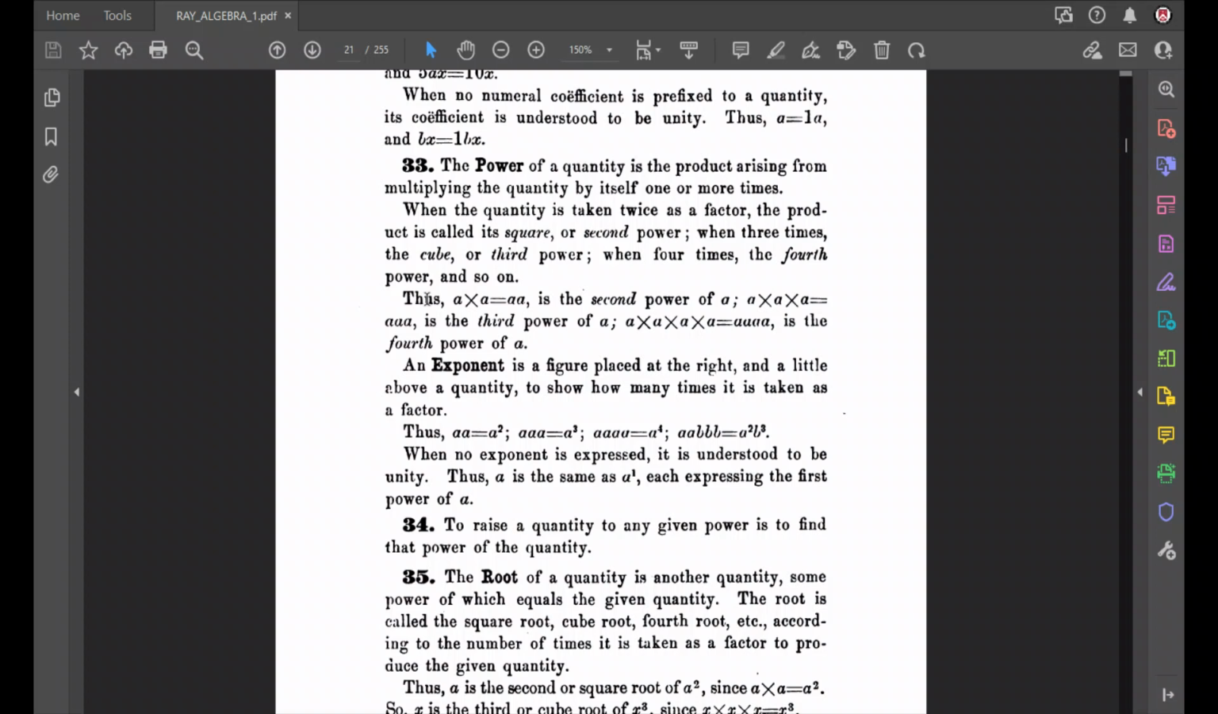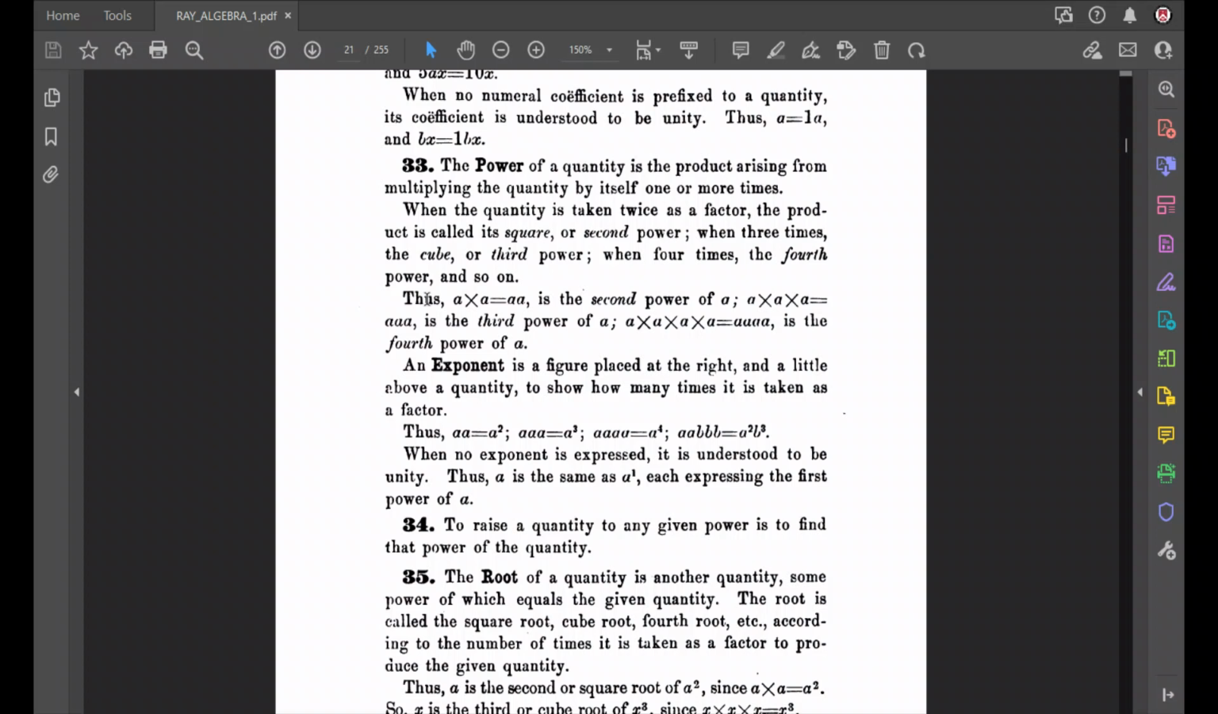Thus, A times A is the second power of A. A times A times A is the third power of A. A times A times A times A, taken 4 times, is the fourth power of A. That's what power means.